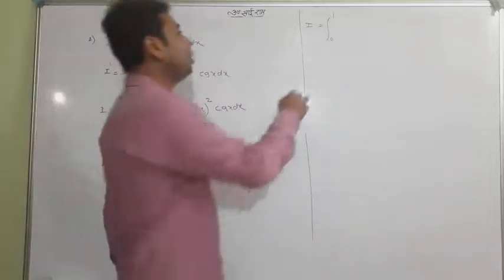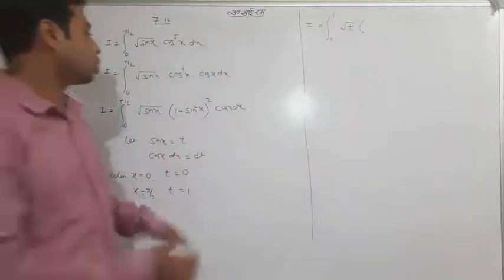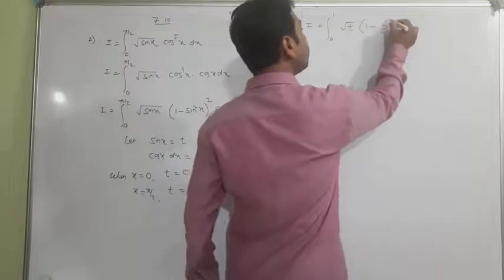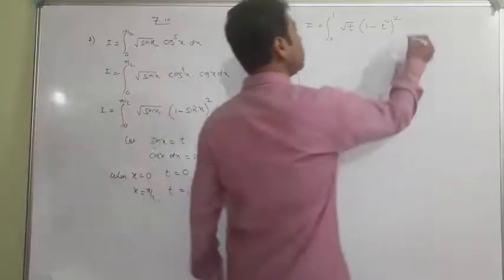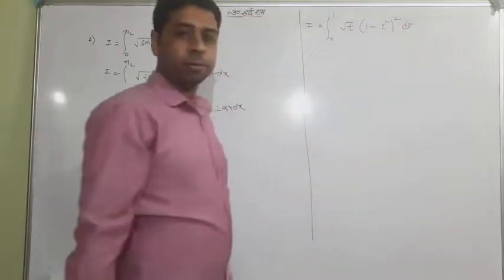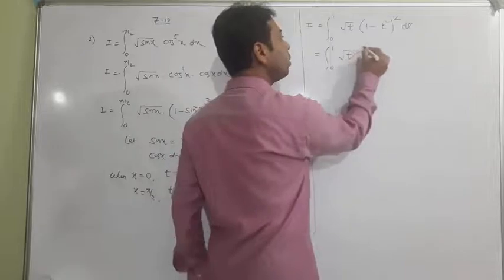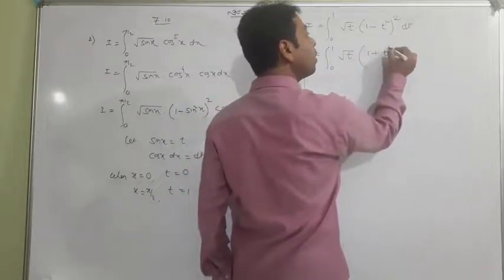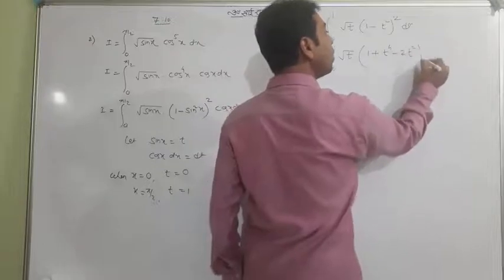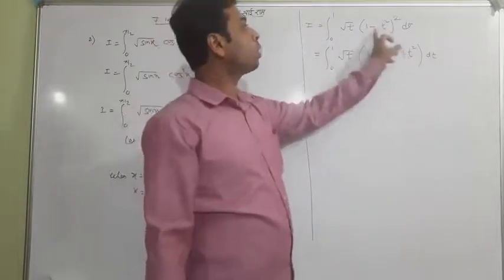Sin x will be t, and this is 1 minus t square, whole power 2. Cos x dx will be dt. Like that. Now how to do this question? Look at, students, this is root t. Open this by squaring: a square plus b square minus 2ab, and dt. 1, a square plus b square minus 2ab.